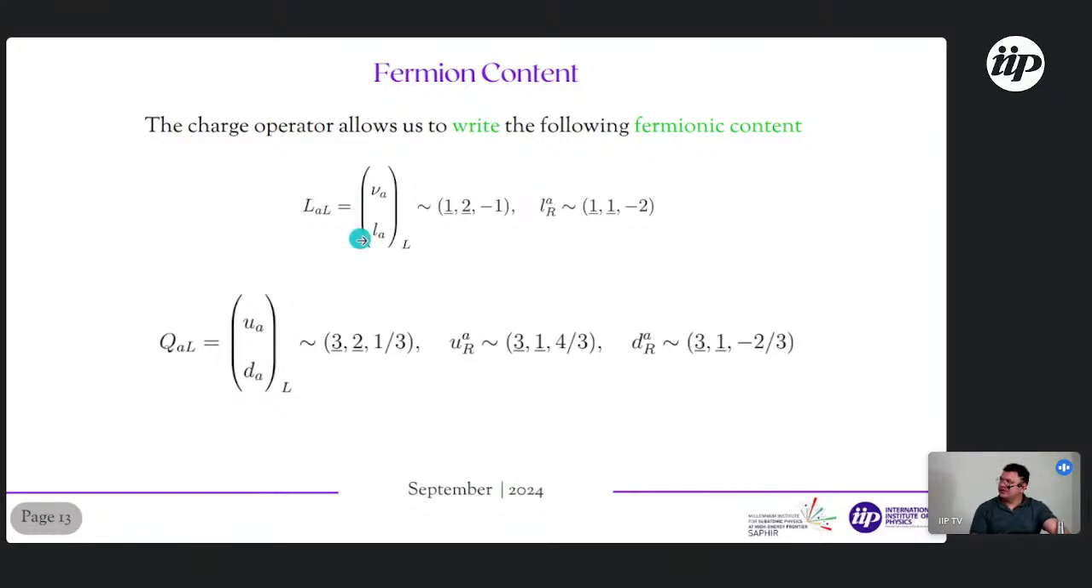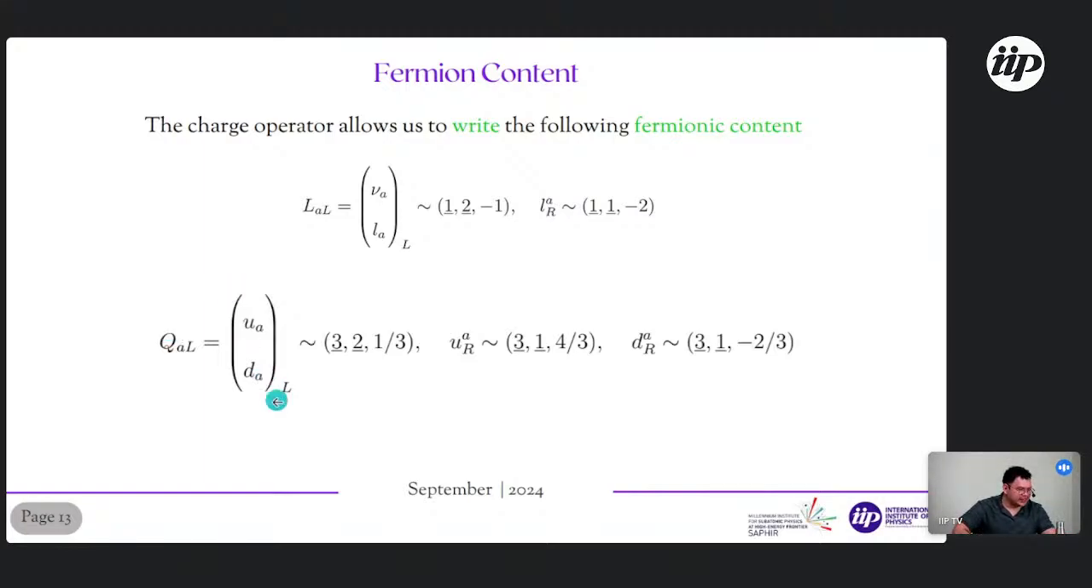But this is the content related to the lepton sector. And here we have the quark sector. The quark sector is made of quarks, obviously, and we have 3 types of up quarks and 3 types of down quarks. In the up-type quarks, we have up, charm, and top, and in the down-type quarks we have down quark, strange quark, and bottom quark.